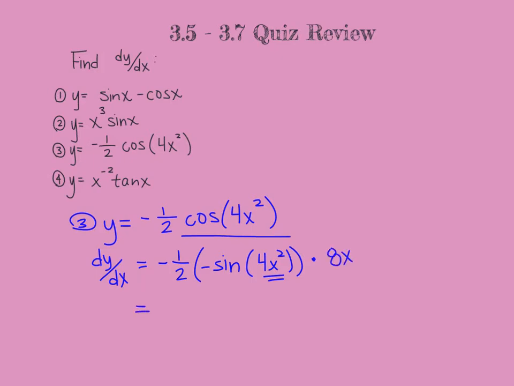Cleaning up, we see that we have 2 negatives being multiplied, so it'll end up being a positive. And outside we have half times 8x, which is positive 4x. So we'll have 4x on the outside times the sine of 4x squared.